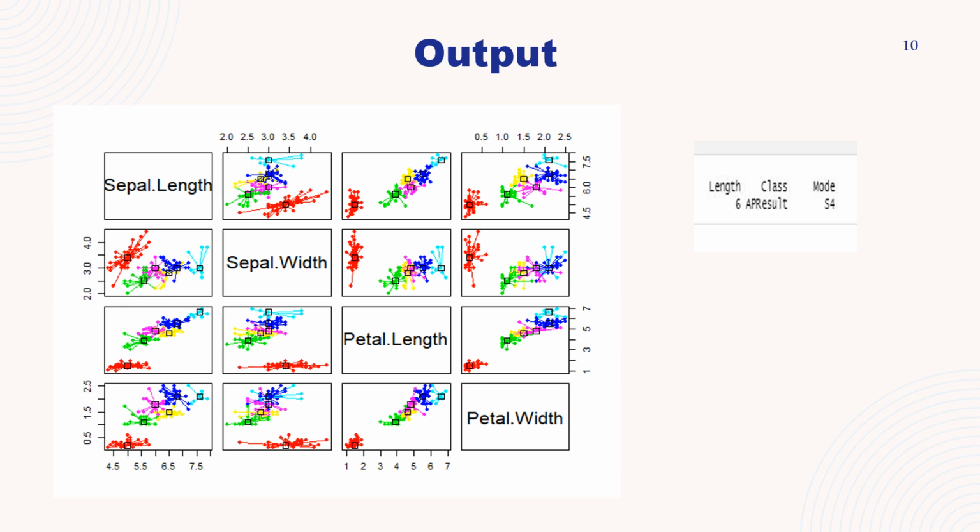This is the output after implementing the algorithm on the data set. We have a length of 6, which is the AP results object containing 6 key components storing various outputs of the affinity propagation algorithm. And the class APResults is tailored for holding and processing the results of affinity propagation.